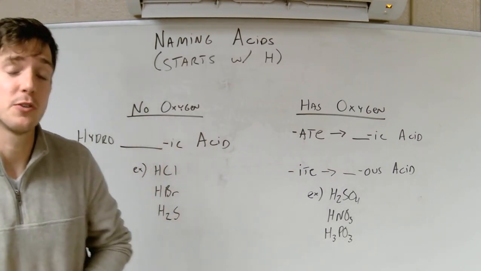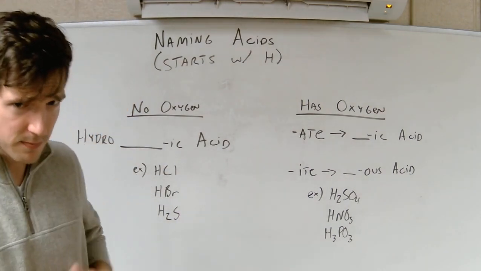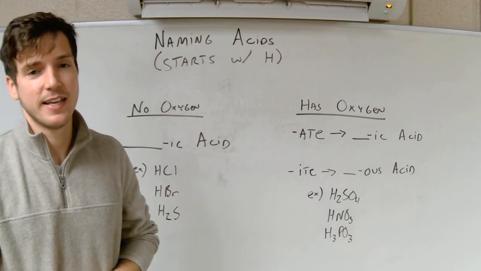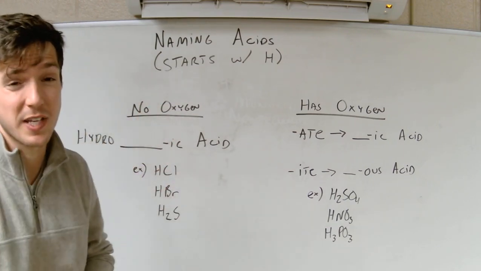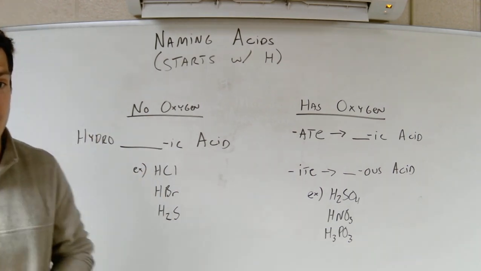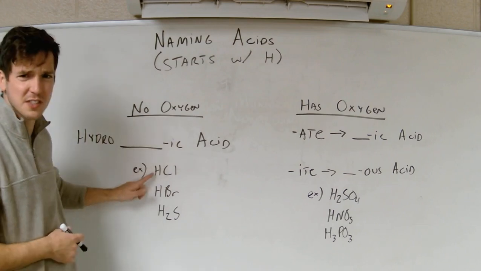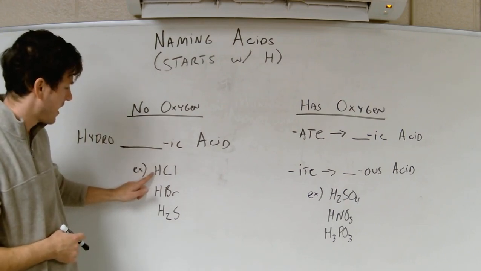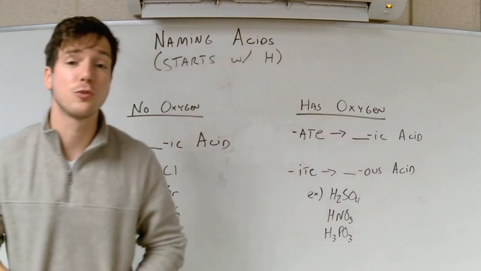First thing we got to do is we got to be able to identify if a compound is an acid or not. The way we identify that is if it starts with an H, okay? All acids start with an H because they like to give up that proton, which is H+. As you notice, these are all acids. They all start with H: HCl, HBr, H2S, H2SO4, HNO3, H3PO4.